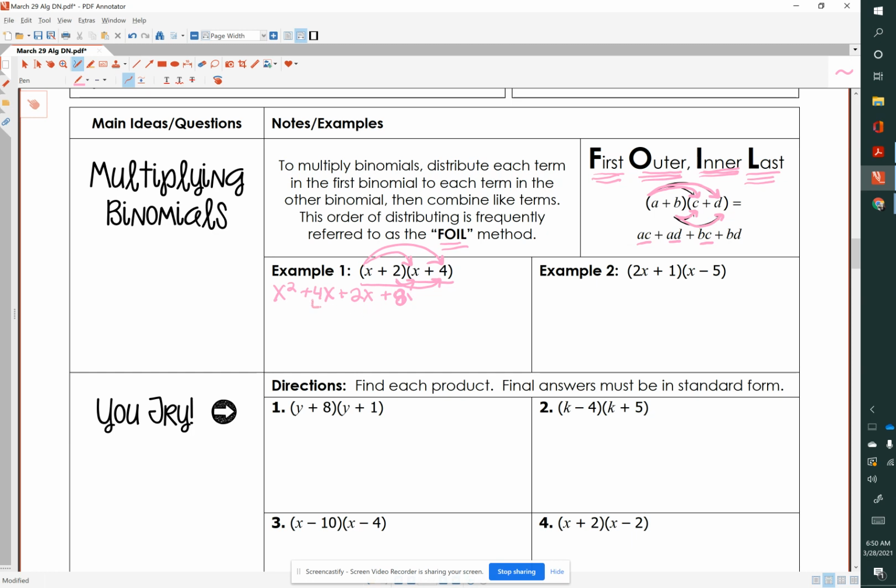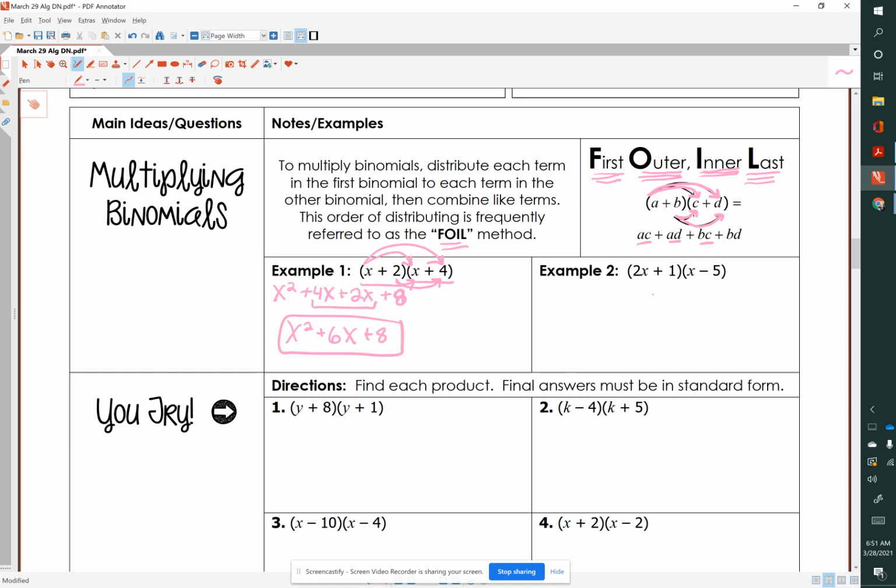So now, what can we combine? Well, very often we can combine these two center terms, we have 4x plus 2x. It may not always be exactly like this, so you want to make sure you read your terms carefully. So combining like terms, we have x squared plus 4x plus 2x, 6x, plus 8, and our final answer in this case is a trinomial. And usually that's what happens, but not always.